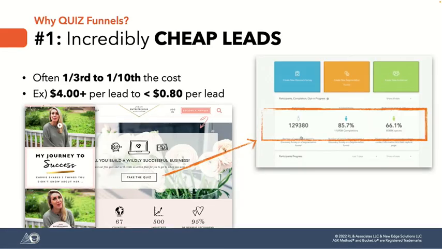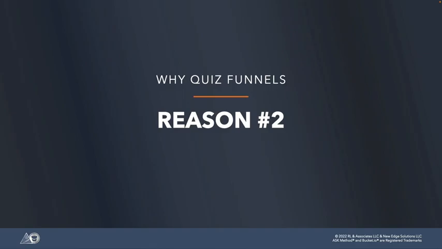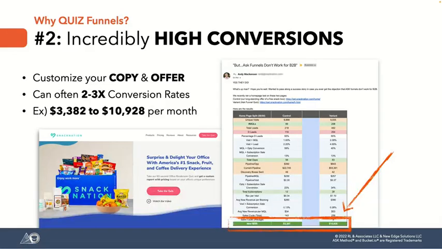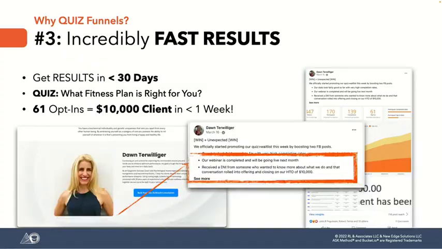Reason number 1, incredibly cheap leads, and how you can cut your cost per lead anywhere from 30 to 90% or more. We talked about reason number 2, incredibly high conversion, how you can double or even triple your sales conversion rate. And we talked about reason number 3, incredibly fast results. Because quizzes are interactive, people engage with them right away, so they're not like an ebook that sits on the shelves or in a folder somewhere collecting dust. People engage with them right away, so you can get results almost immediately after launching.